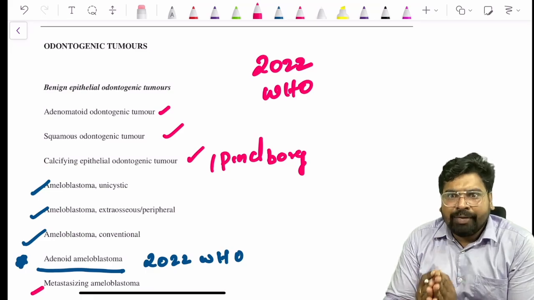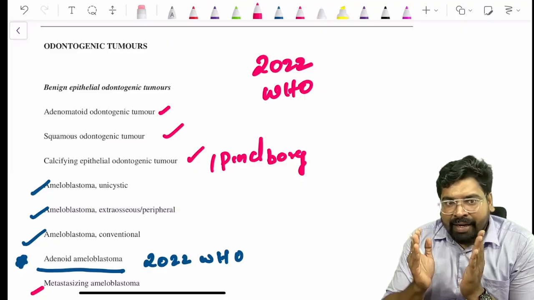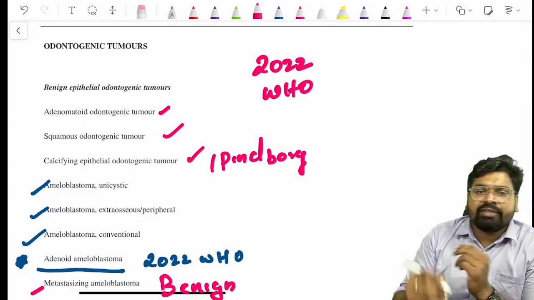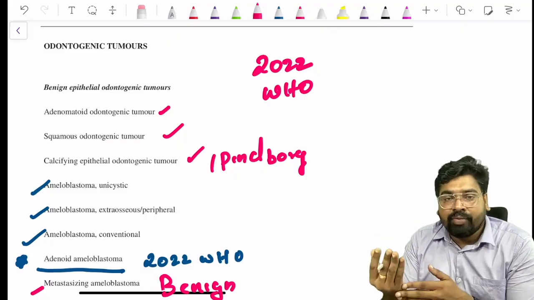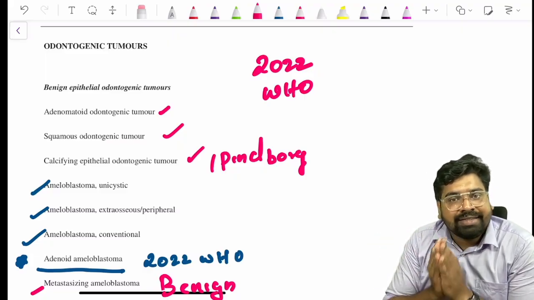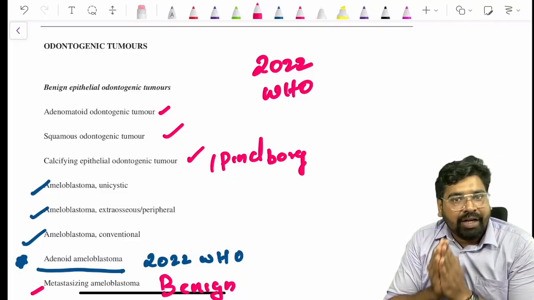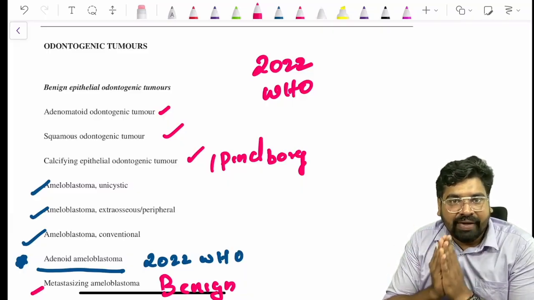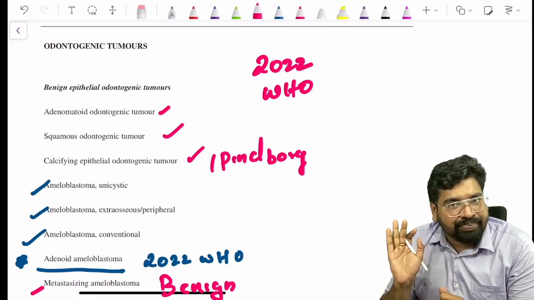Metastasizing ameloblastoma, don't be confused by the term metastasizing. It is actually a benign entity. There are so many questions regarding metastasizing ameloblastoma and ameloblastic carcinoma. Ameloblastoma is a benign tumor. Metastasizing ameloblastoma is also a benign tumor, even if it metastasizes to the lung. The concept is very clear, please listen.